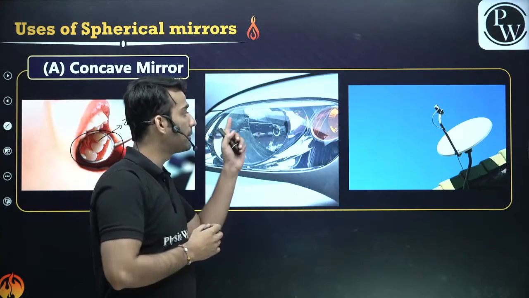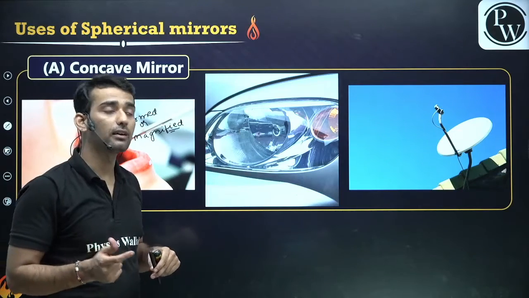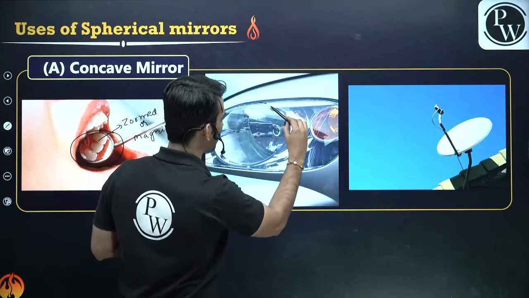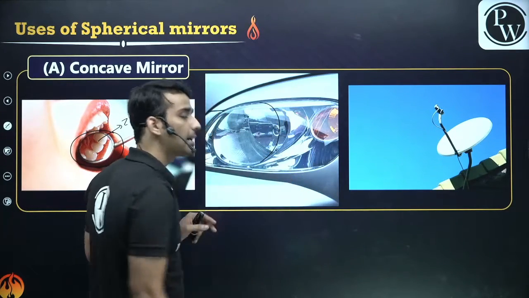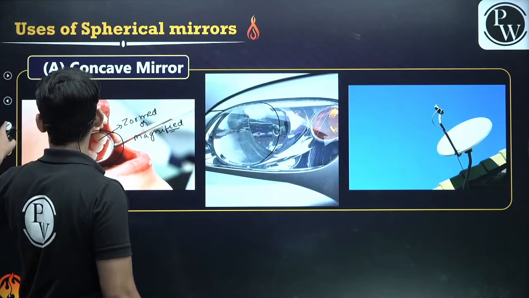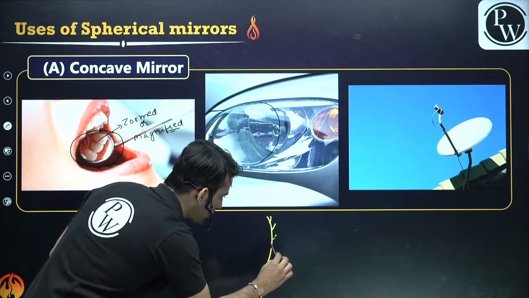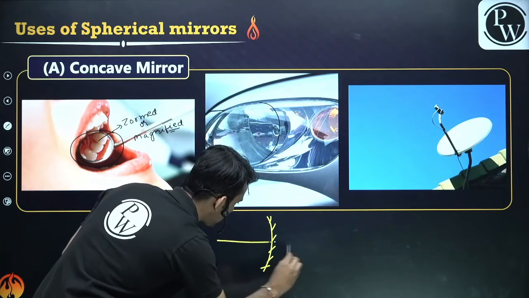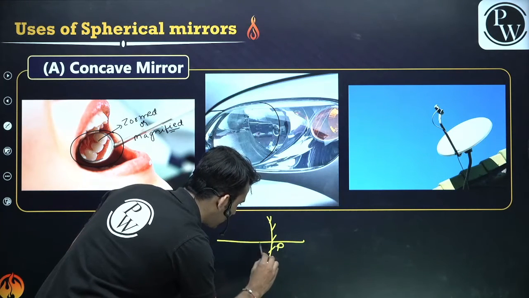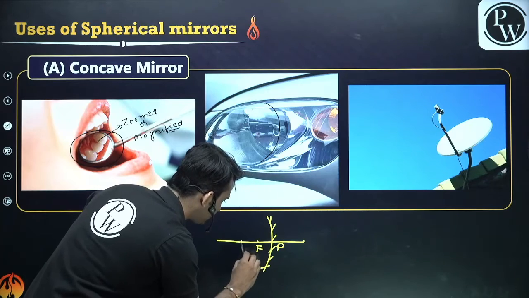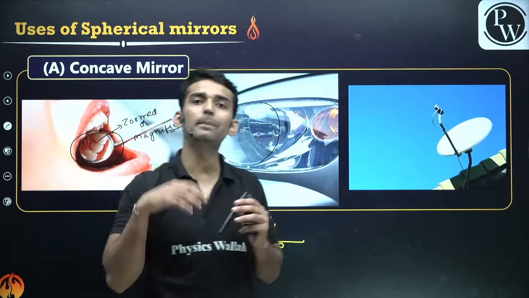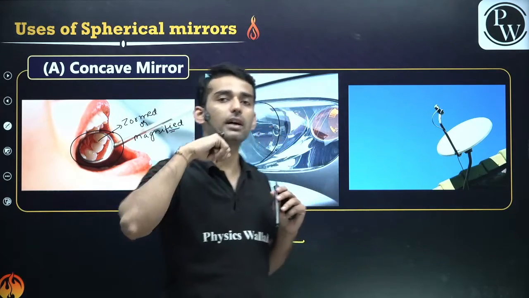Next is the mirror in the headlight of a vehicle. So guys, we have a concave mirror in the headlight of the vehicle. Why is that, guys? See, basically what do we want in our headlight? We want the range to be maximum. We want a parallel beam of light. We want the beam to be parallel, so it can go farther away.